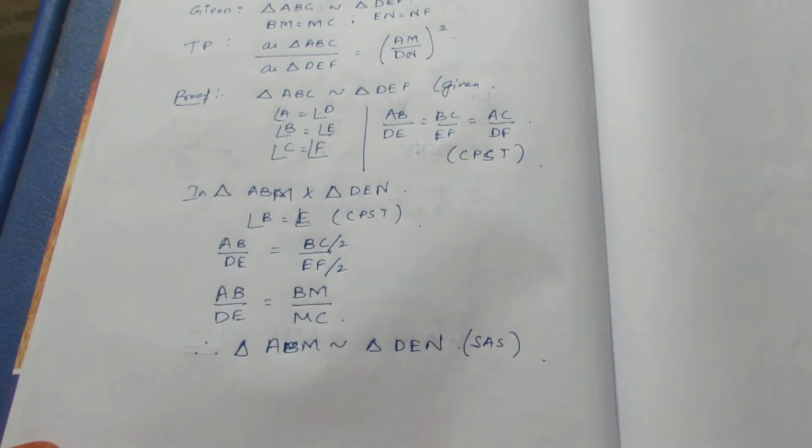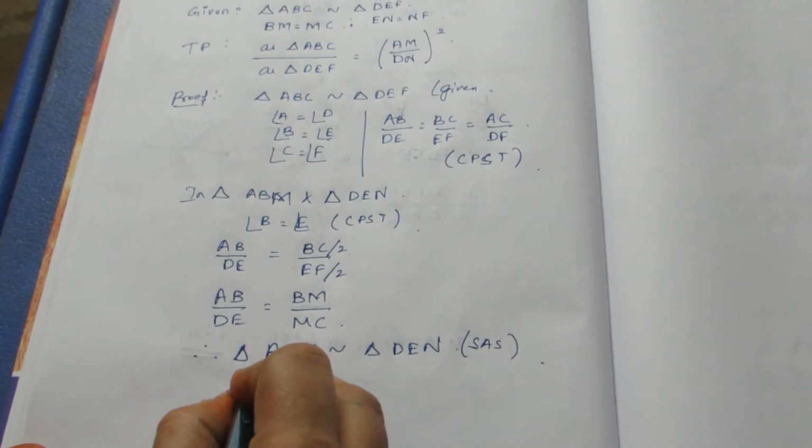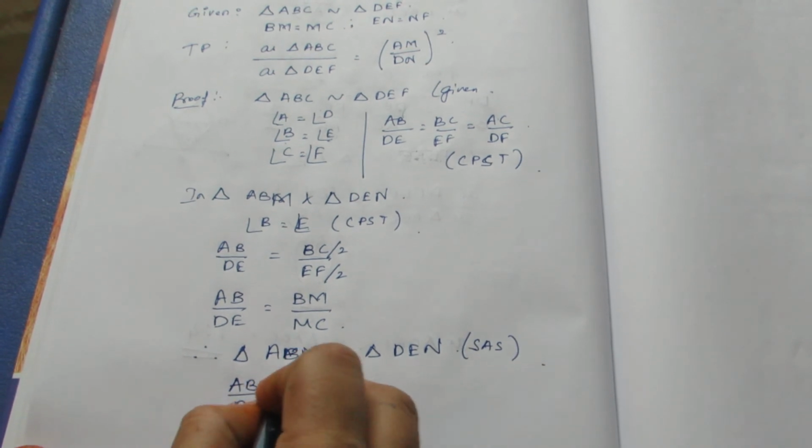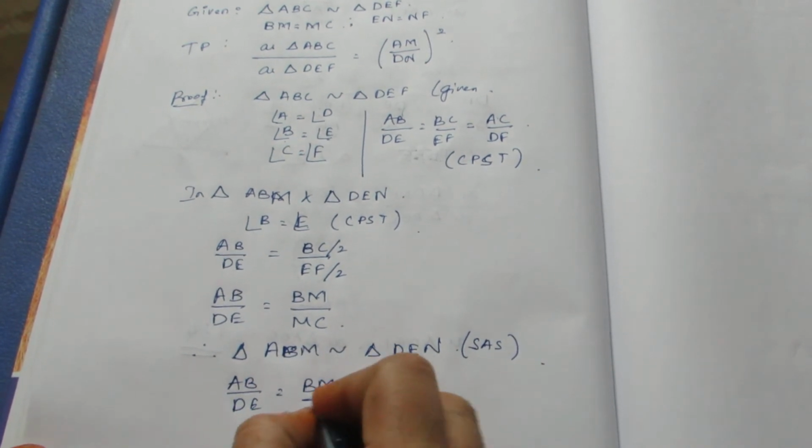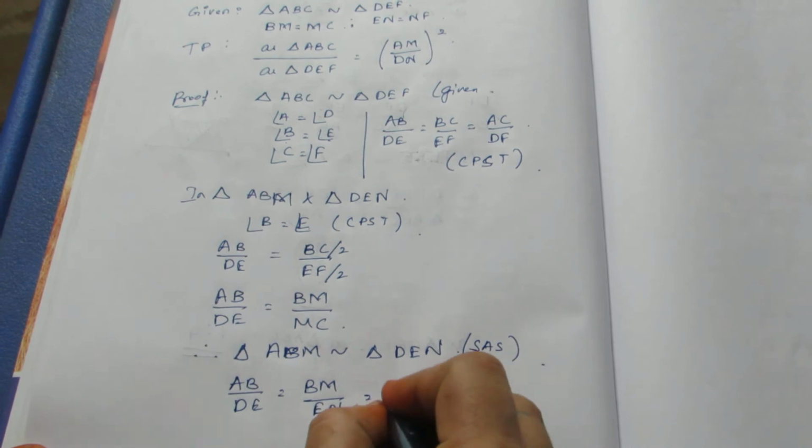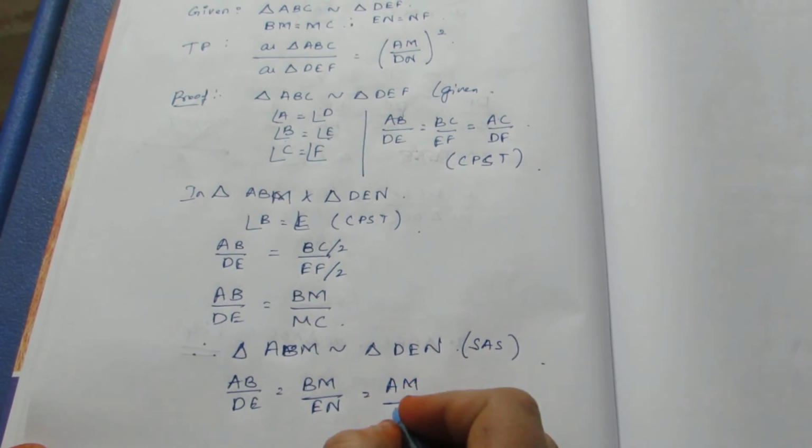We can take the corresponding sides ratio, that is AB by DE is equal to BM by EN is equal to AM by DN.